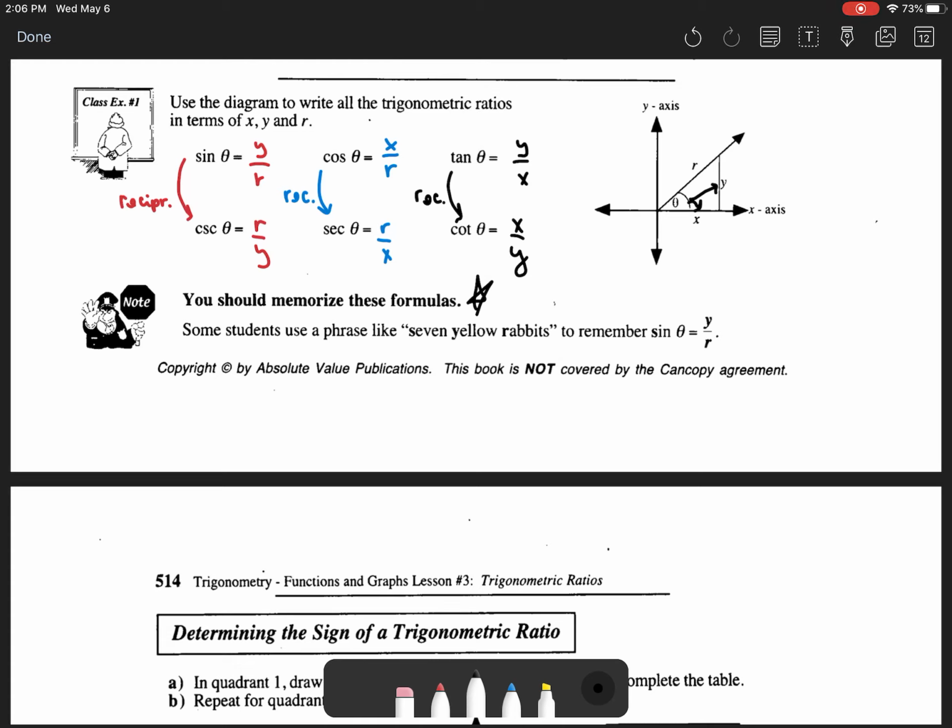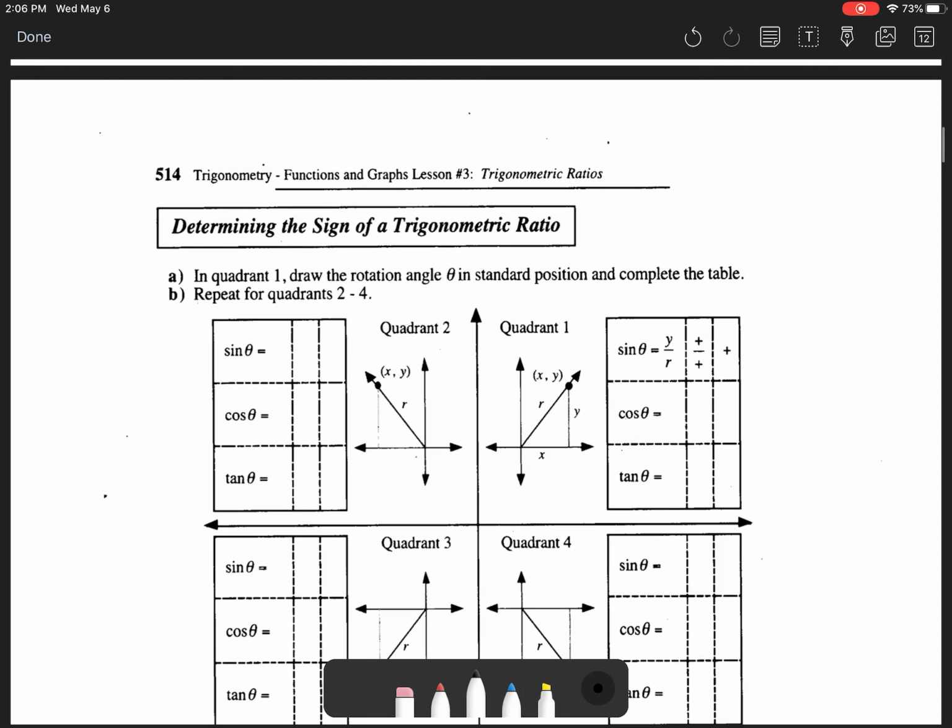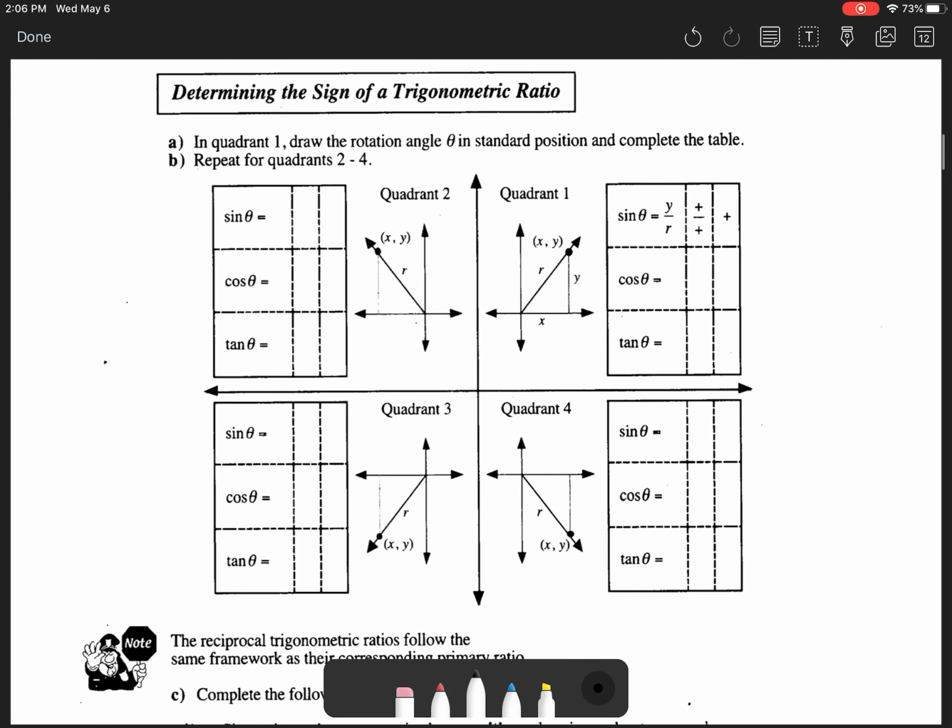So they say at the bottom that some students use a phrase like 7 yellow rabbits. Okay, where does that come from? Well, S for sine, Y for yellow, R for rabbits. You can use any acronyms that you want. Again, those are really just tricks to help you remember something. They are not mathematical at all. So however you need to remember those relationships, I would say do that. We need them moving forward. All right, turn the page.